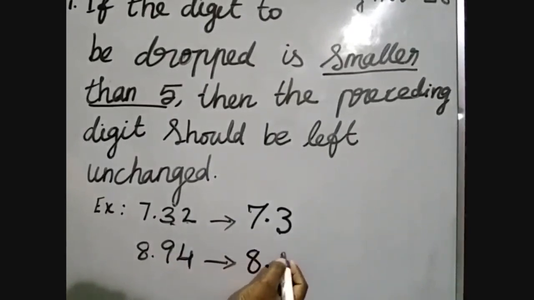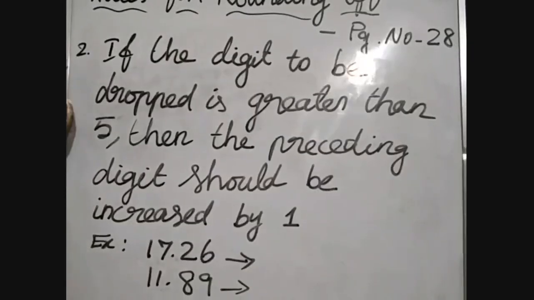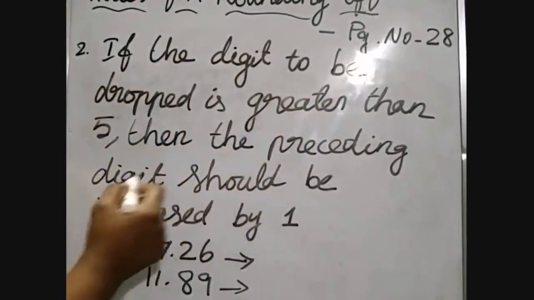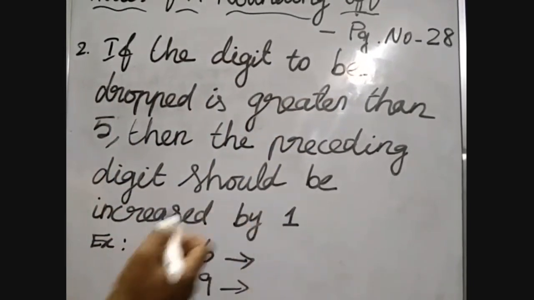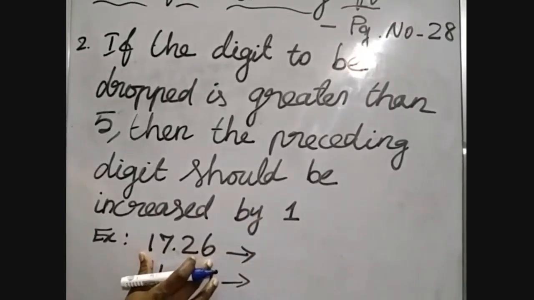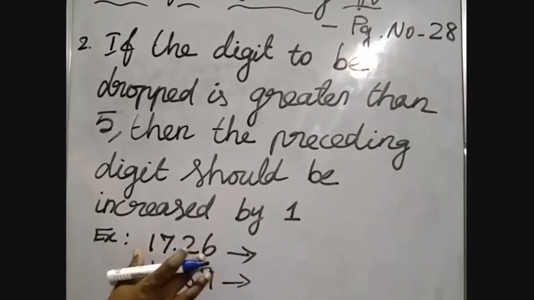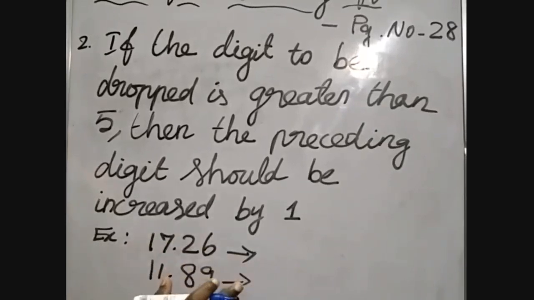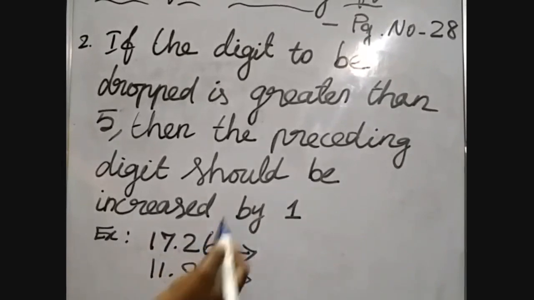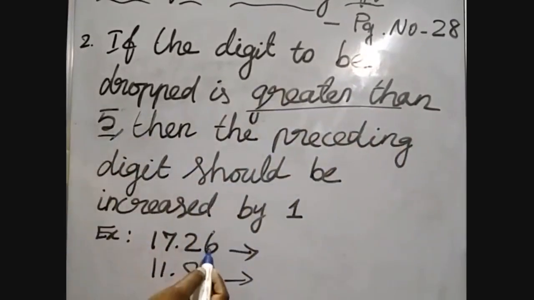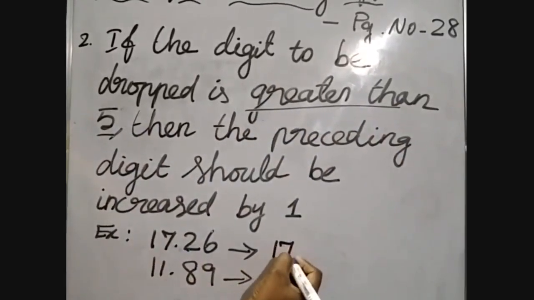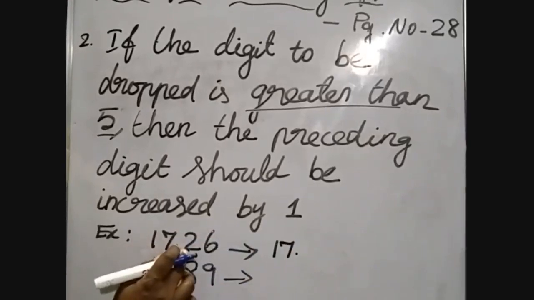There is no variation. Second rule: if the digit to be dropped is greater than 5, then the preceding digit should be increased by 1. For example, 17.26. Here we have a 4-digit number. Now we are going to round off this number into 3 digits. Here the digit to be dropped is 6. This one is greater than 5. So the preceding digit 2 will be increased by 1. So the rounding off is 17.2 increased by 1.